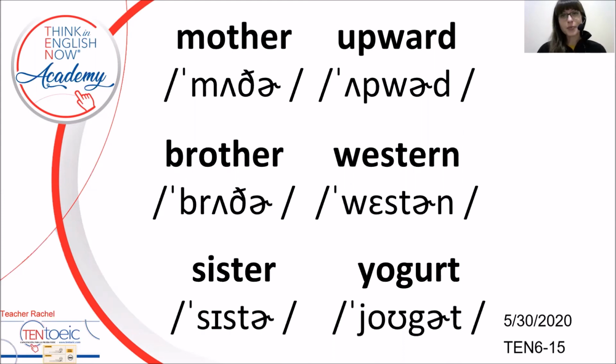Upward. Upward is a direction to go up. So it's describing the direction that something is going. For example, the airplane is going upward.